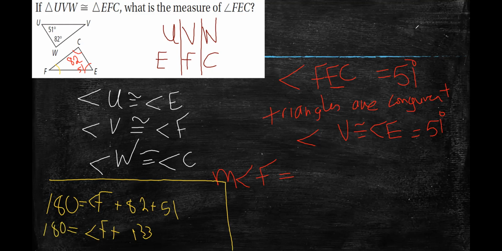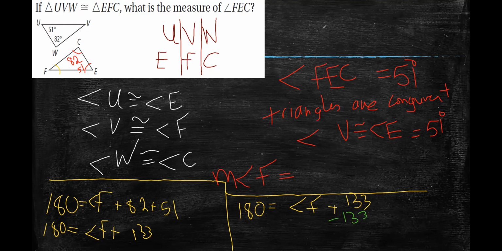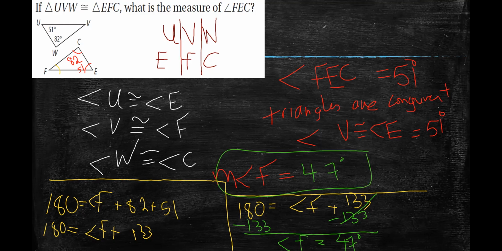Now let's continue here, please. So 180 is equal to angle F plus 133. It's like an algebraic equation. The angle F is added to 133, and the opposite of addition is subtracting. I will subtract the same number from both terms. So the measurement of angle F will be 180 minus 133, which is 47. So the measurement of angle F now is 47 degrees.